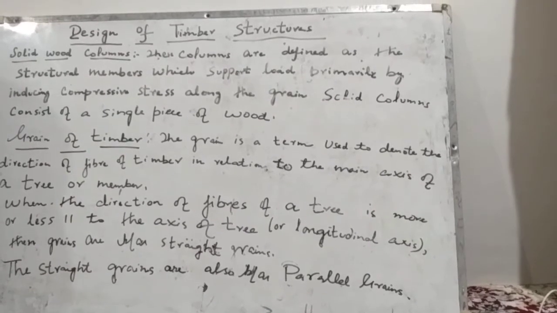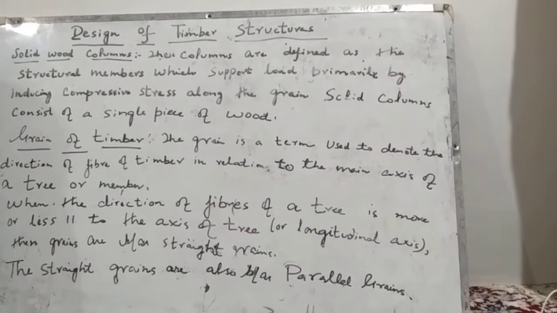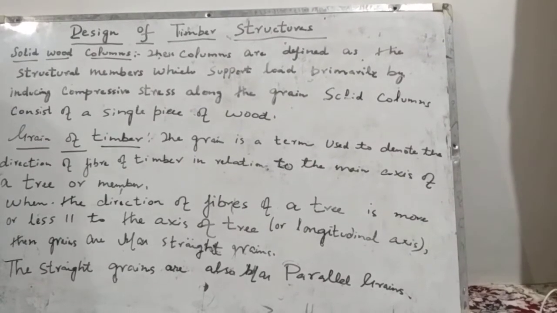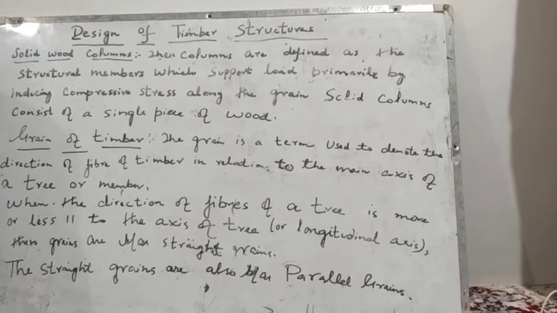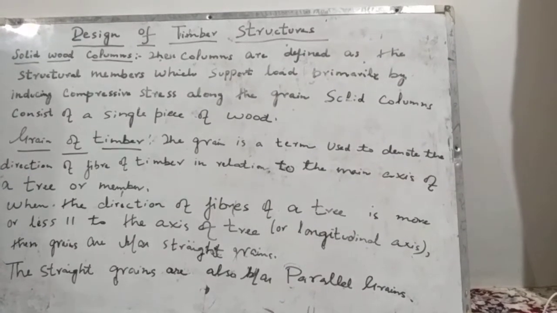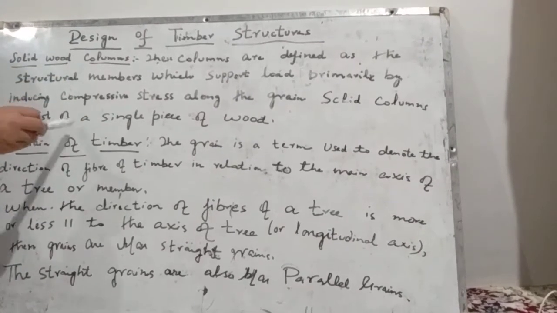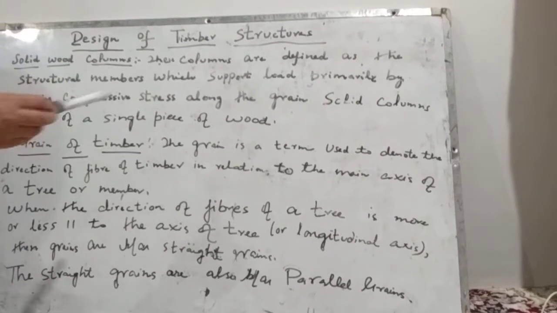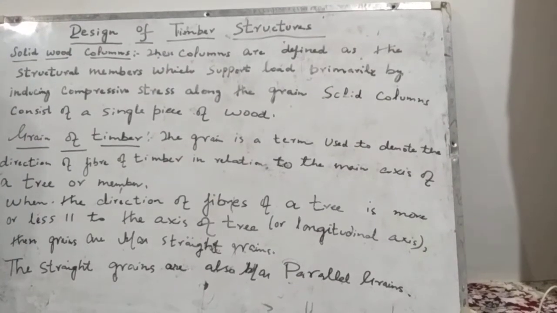Columns are the vertical compression members. Now what are solid wood columns? These are also structural members which support load primarily by inducing compressive stresses along the grain. Solid columns consist of a single piece of wood and they can be rectangular or circular in cross section.